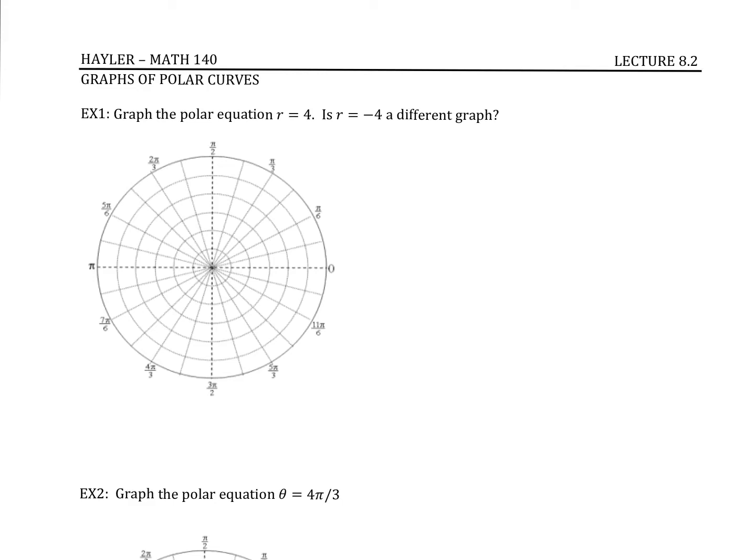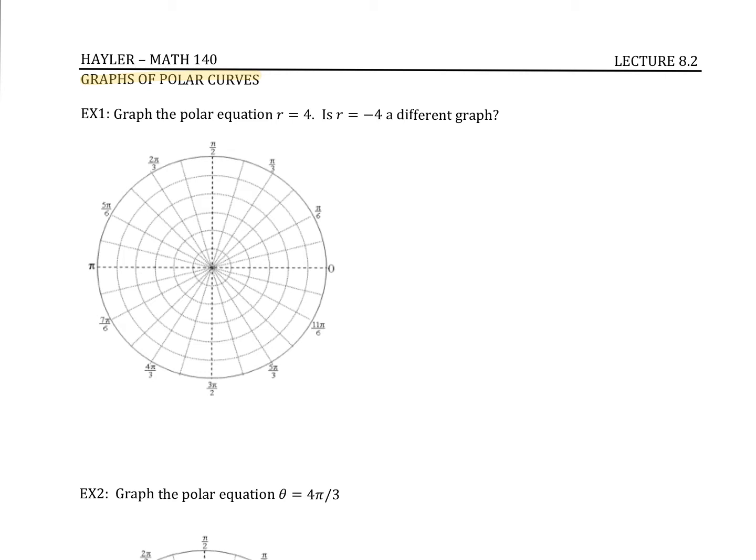Okay, welcome to lecture 8.2. Now we're looking at graphs of the polar curves, so we're focusing on polar coordinates. Example 1: graph the polar equation r equals 4. And then we're going to answer, is r equals negative 4 a different graph?